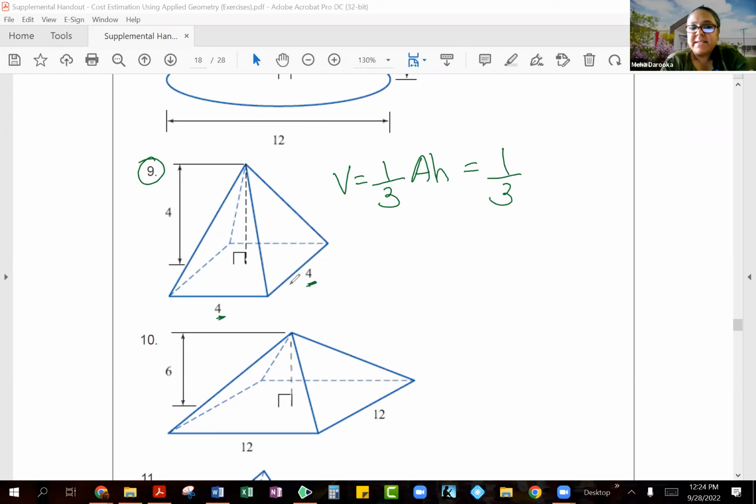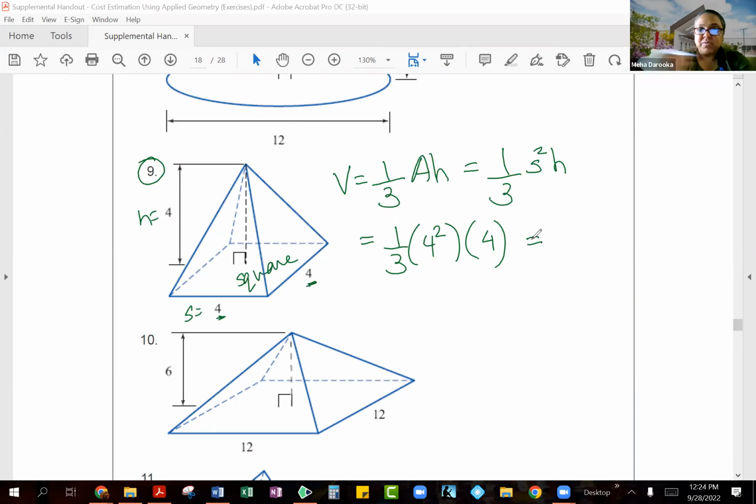Since my bottom is a square, it's going to be side times side, and then multiplied by the height of the pyramid. So 1/3, this will be 4 squared, and our height is also 4 inches. So you can see my side is 4 and my height is 4. What will this volume come out to be for this pyramid here?